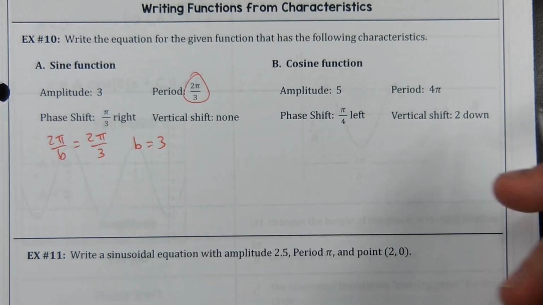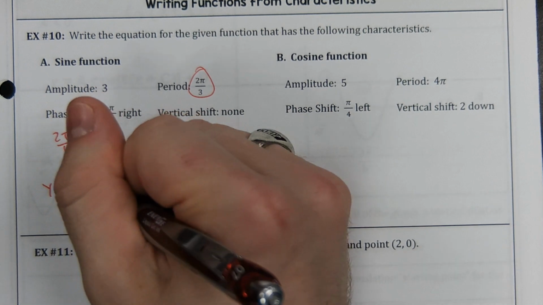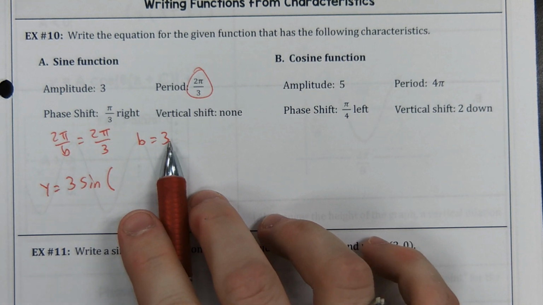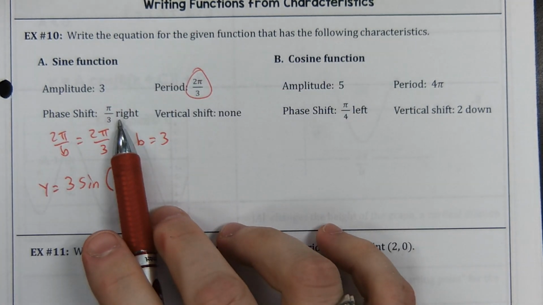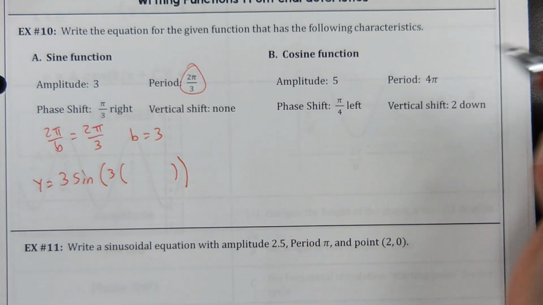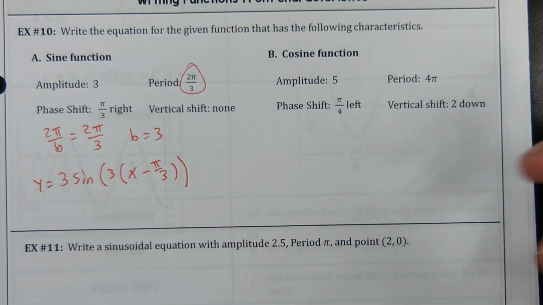It's time for our equation. Y equals an amplitude of 3. It says it's a sine function. The number that sits in front of x is a 3. And there's a phase shift of pi over 3 to the right. So what goes inside the parentheses? X minus pi over 3. And it says there's no vertical shift. It's done. That's it. It's like just writing the equation. I hope you guys are seeing how easy this is.